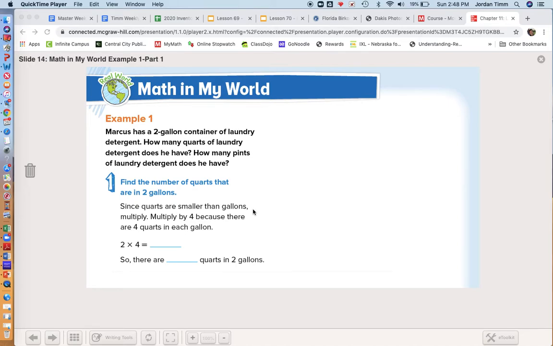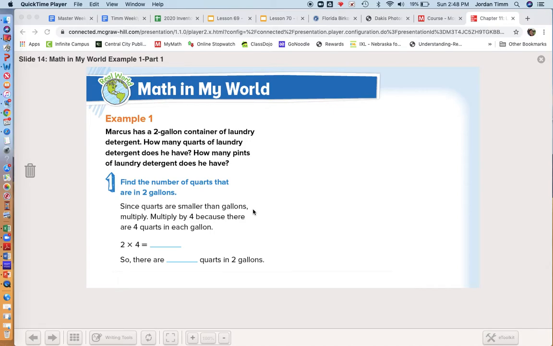1 cup equals 8 fluid ounces. 2 cups equals 1 pint. 2 pints equals 1 quart. And 4 quarts equals 1 gallon. So we will use that information to help us answer these questions. So let's look at example 1.